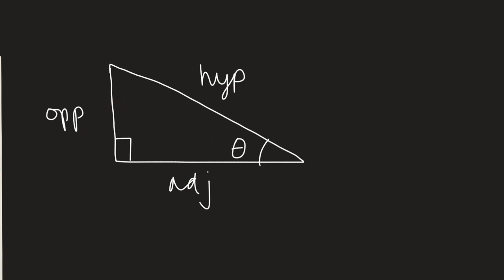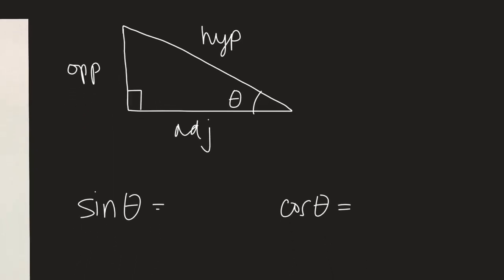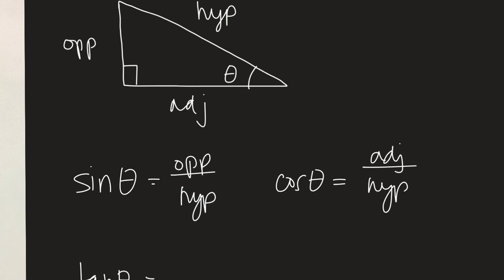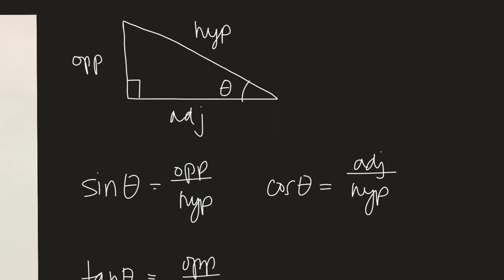Okay, and from those 3 sides, we have 3 different trig ratios. We have the sine ratio, the cosine ratio, and the tangent ratio, which all relate to specific sides of your triangle. So the sine is the opposite over the hypotenuse. The cosine is the adjacent over the hypotenuse, and the tan is the opposite over the adjacent. Okay, so those are your 3 basic trig functions.